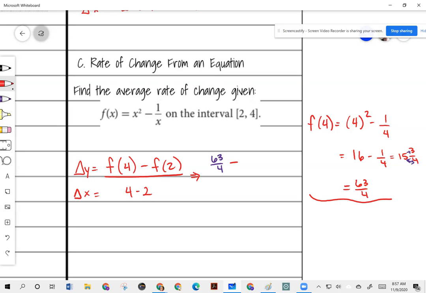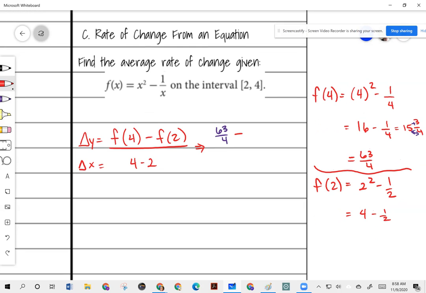f of 2. So f of 2 is equal to 2 squared minus 1 over 2. It's 4 minus 1/2, which is going to be 3 1/2, which is going to be 7 over 2. And again, it's 3 times 2 plus 1 gives me 7 over 2. So I'm going to put 7 over 2 right here. And it's all divided by 4 minus 2, which is 2.